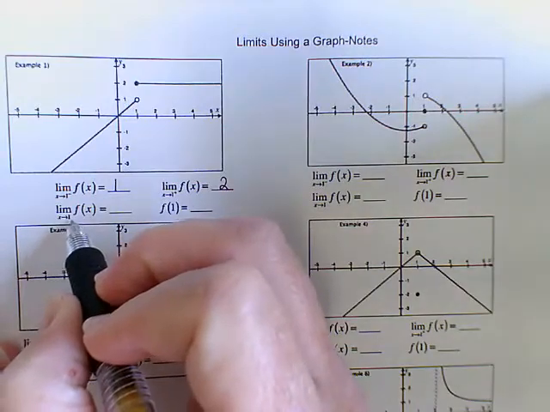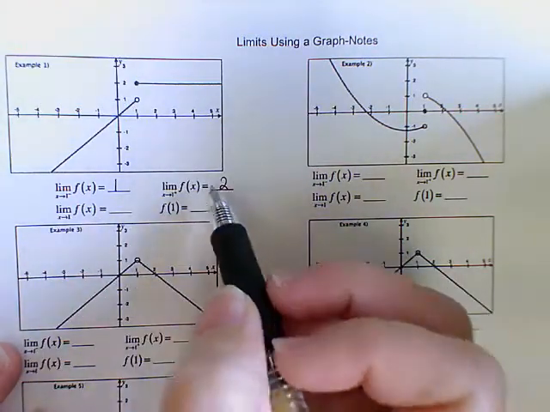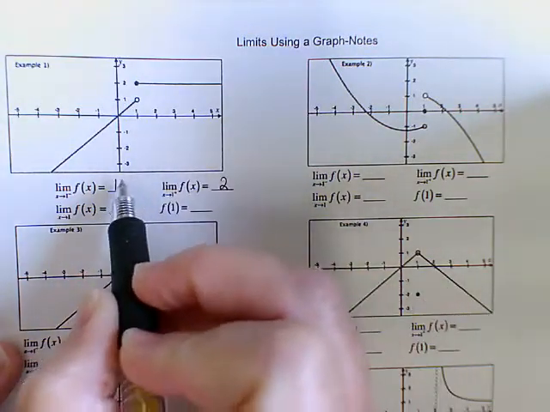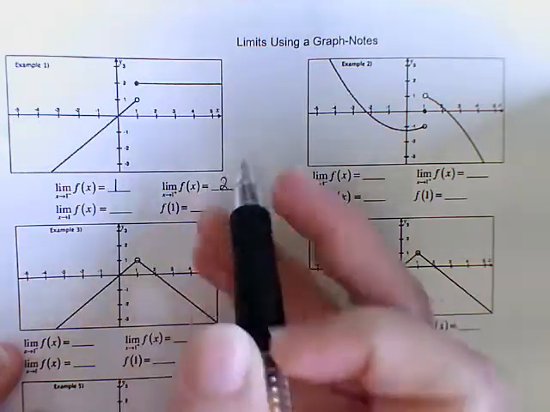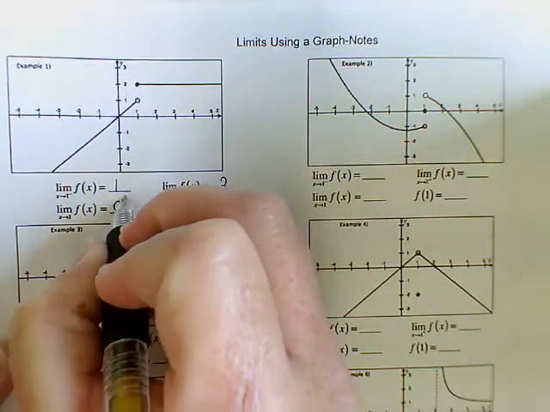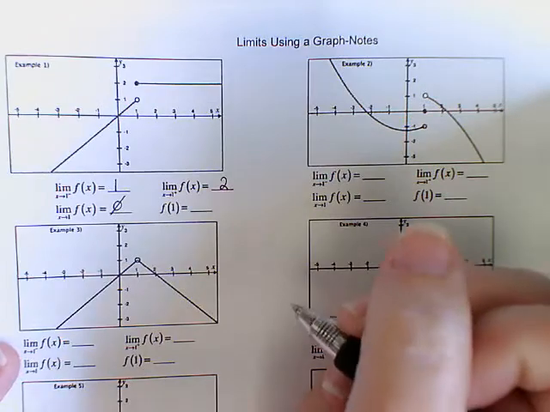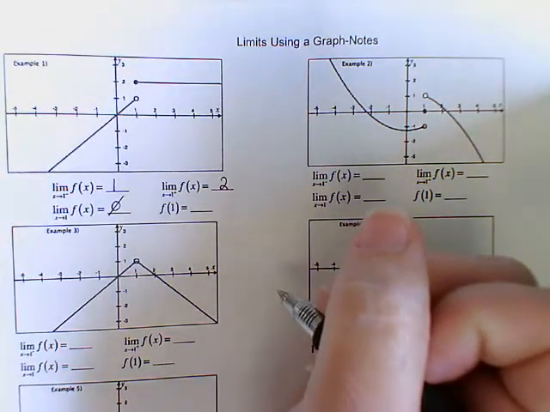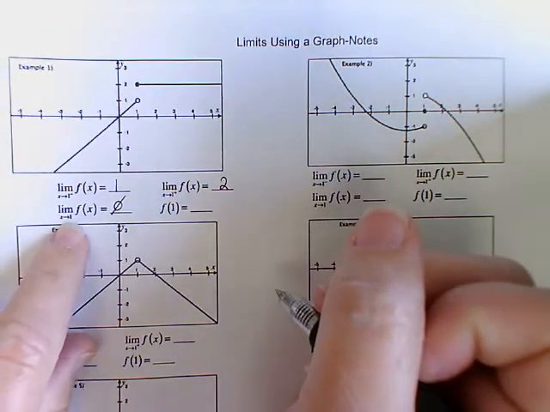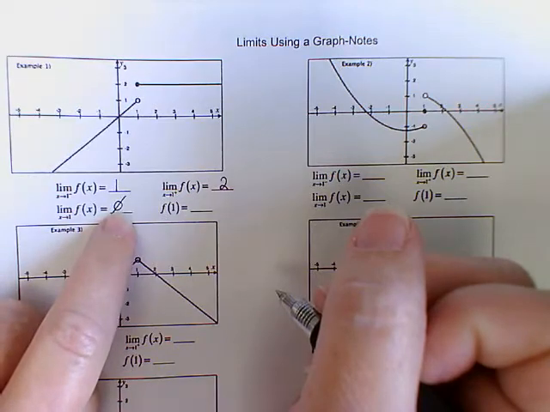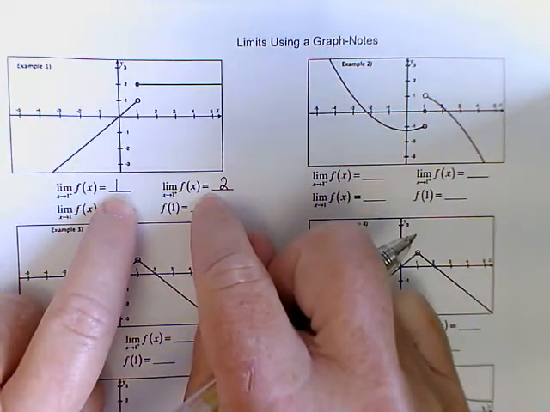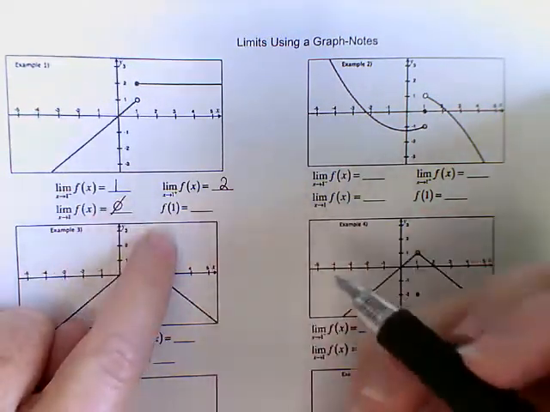Now for x approaching 1, the limit is going to equal whatever these limits are if they're the same. If they're different, this is a does not exist, which I'm going to write as DNE. You can write DNE, or the words does not exist. The only way this limit would exist is if these two limits were the same.